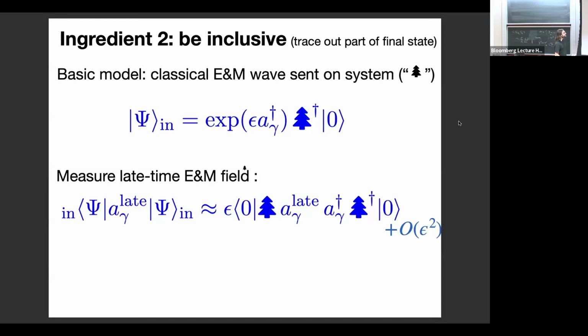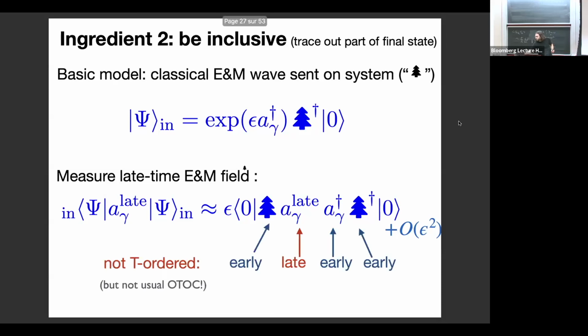And the important thing is that it's not a time-ordered correlator. Just because I took a wave function and its complex conjugate, so both of the creation operators are early. One of the photons is created early, and then the one I'm measuring is late. It's not a time-ordered thing. It's also not what people call an OTOC. It's not late, early, late, early. It's just early, early, late, early, but it's not time-ordered.